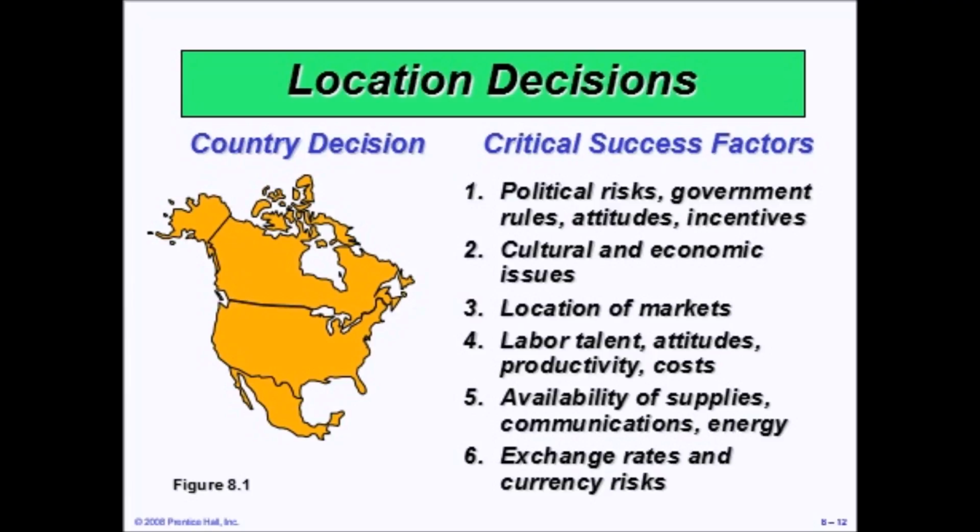In country decisions, here are the critical success factors. First is the political risks, government rules, attitudes, and incentives. Second is the cultural and economic issues. You should consider if the business is applicable in its economic status. Third is the location of market. Of course, you should consider the location of your business. Fourth is the availability of supplies, communications, energy, labor talent, attitudes, productivity, costs, and lastly, exchange rates and currency risks.